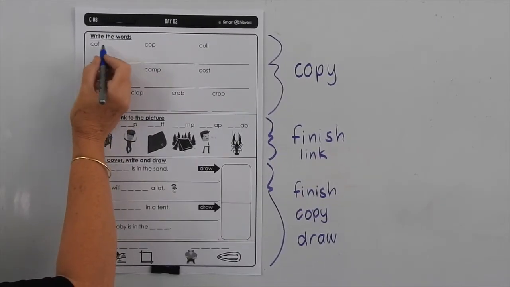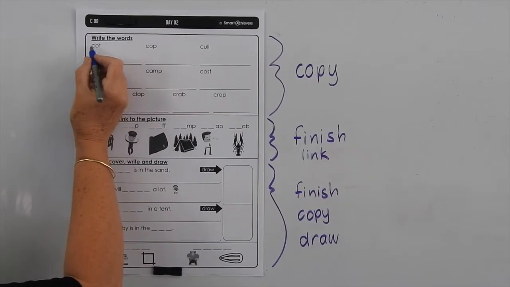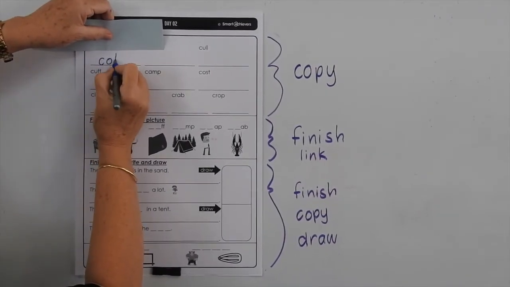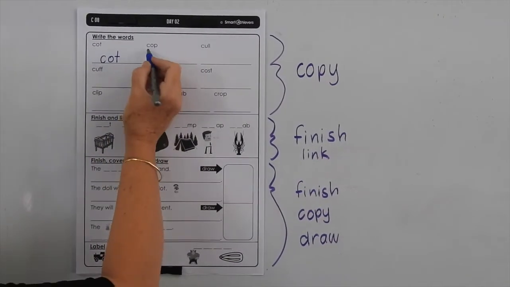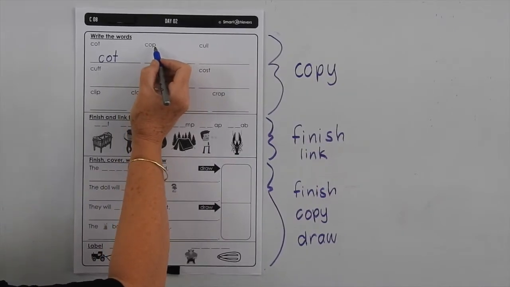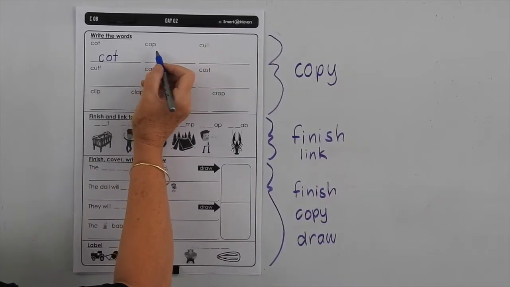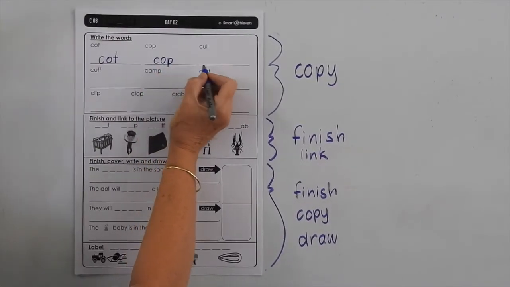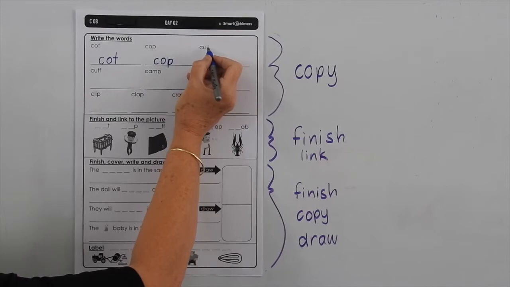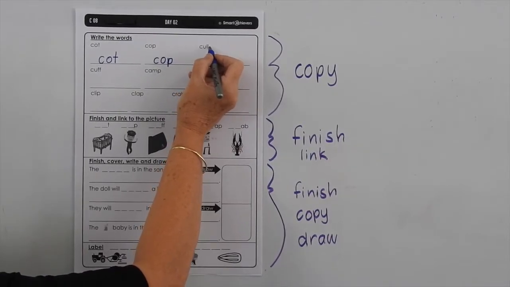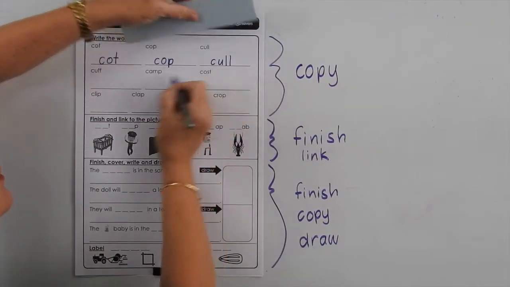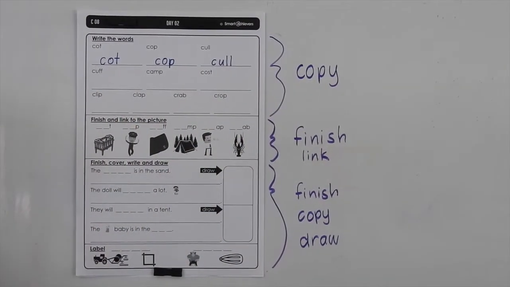So we're going cot, C-O-T, and write it. Cop, C-O-P, cull, C-U-L, C-U-L-L. You can finish those ones all on your own.